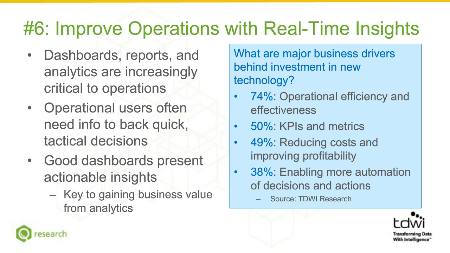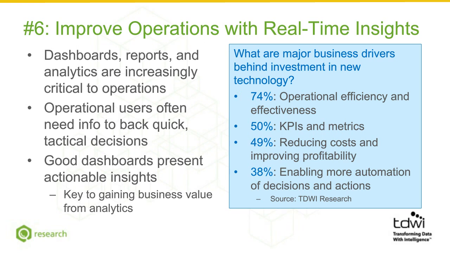And then some of the other things that are relevant in this research, 50% want to use it to improve KPIs and metrics. About the same, reducing costs and improving profitability. And then 38% want to enable more automation of decisions and actions. So again, this is a future trend of what's occurring right now, but as we move forward, more automation of decisions in systems to try to take some of the more routine decision-making out of the hands of humans so that they can be focused on things where they really need to intervene.